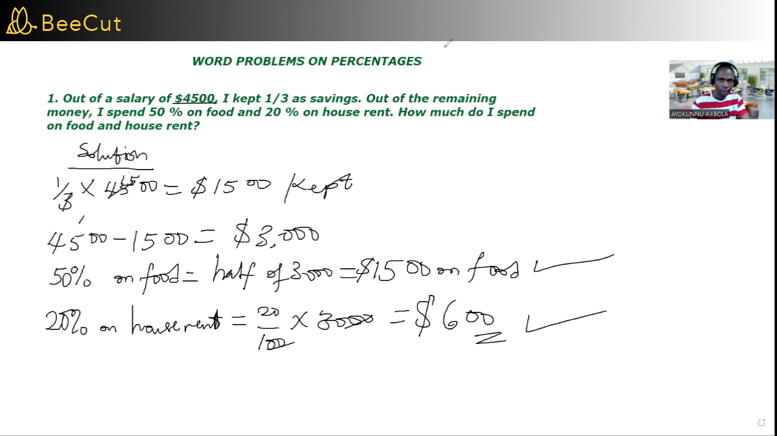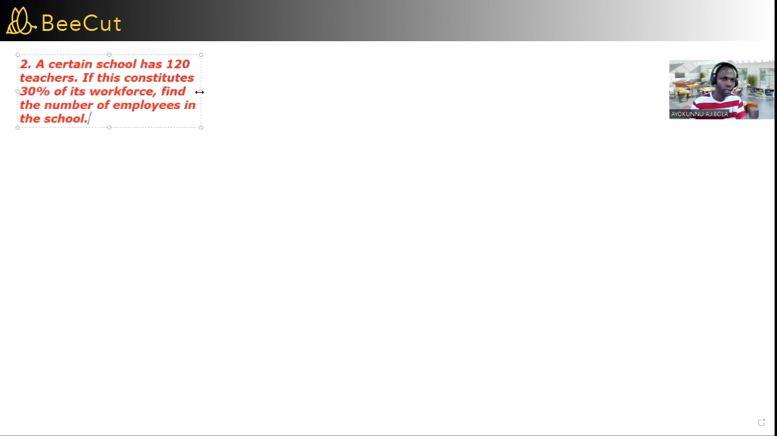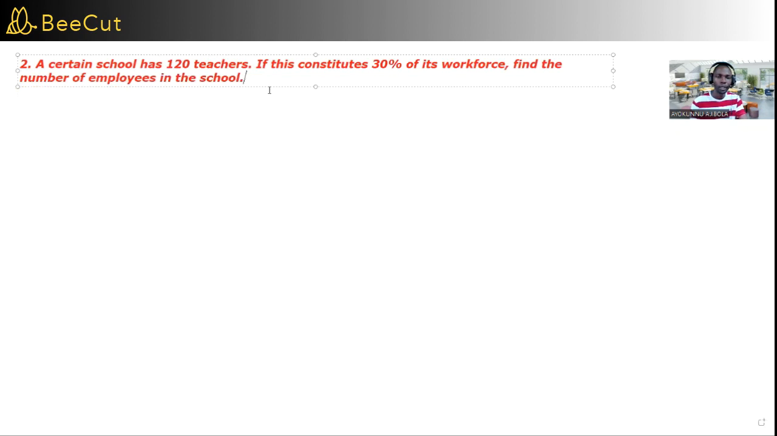Okay, let me go over the second question straight away. So question 2: a certain school has 120 teachers, and this makes up 30% of the total workforce. So you have to find the number of employees. And this is also simple, like the previous one.